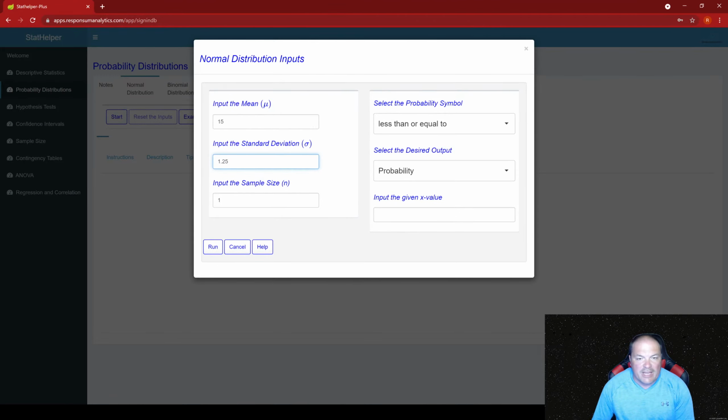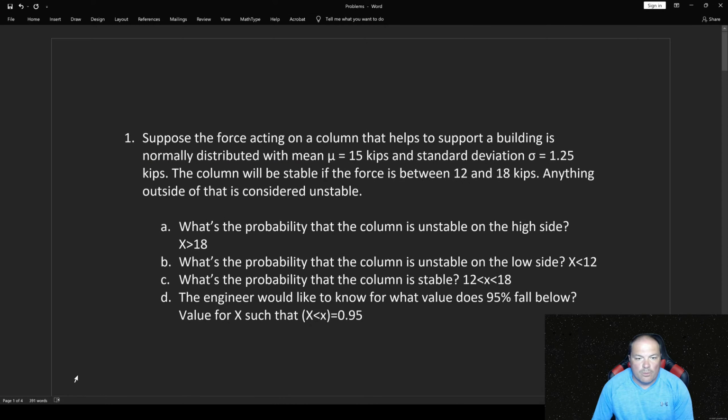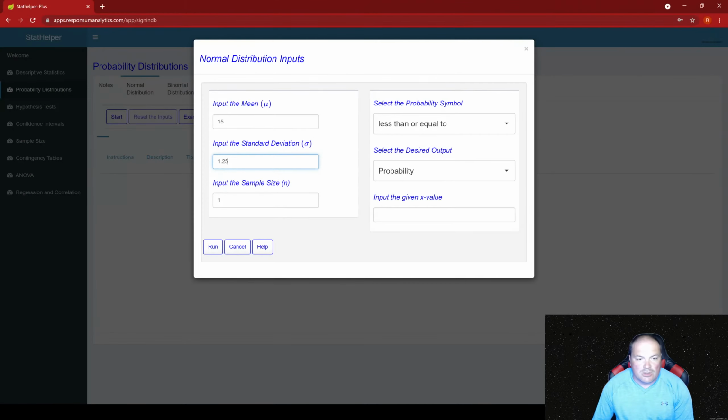Okay, let's go back here and look at the problem. Again, part A says, what's the probability that the column is unstable on the high side, which means that x is greater than 18. Okay, so let's go back here. That means we want greater than.